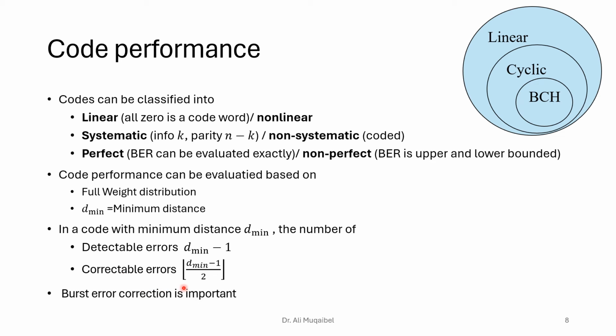Burst error correction is important. Although we speak here in general as we deal with random errors, burst error performance is important because there are typical problems in real life where errors occur in bursts. Here's just an example when we talk about different classifications. Linear codes, and cyclic codes are an example of linear codes, and then we have BCH as an example of a specific code, an example of cyclic, that's linear. So you can have a Venn diagram that represents the relation between different types of codes.